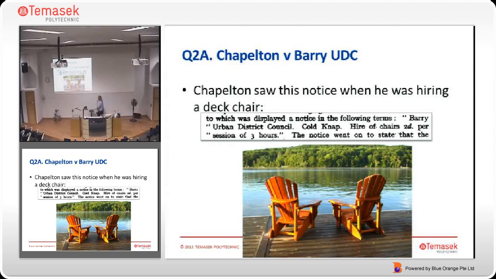So the law says that notice of the exclusion clause must be given. In this case, he was not given notice. Therefore, he is not bound by the exclusion clause and he can sue. Chapelton is not bound. So Barry UDC, the council, is still liable because they did not give proper notice. You can say that the clause is not effective and therefore they are liable. It's saying the same thing, you can just say it in a different way, no problem.